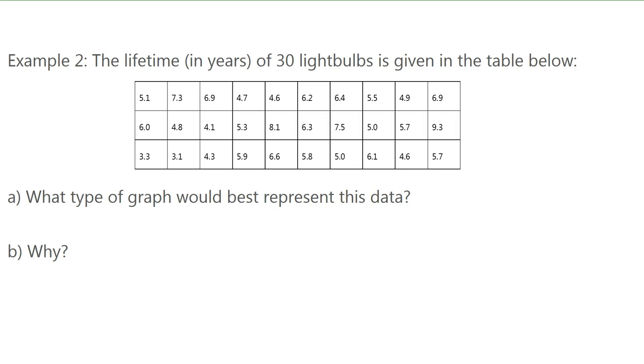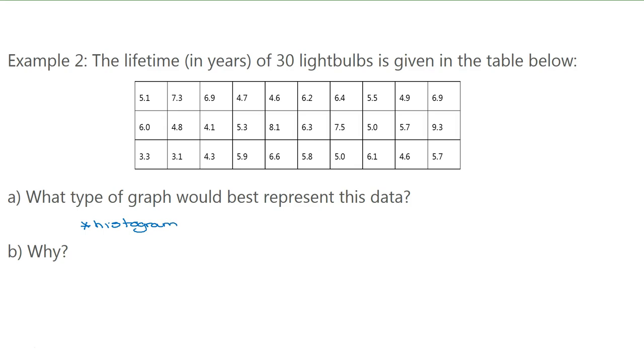The lifetime in years of 30 light bulbs are given in the table below. What type of graph would best represent this data? Well, we have a lot of data here. This could easily be broken into bins. So I would say a histogram would be best here.